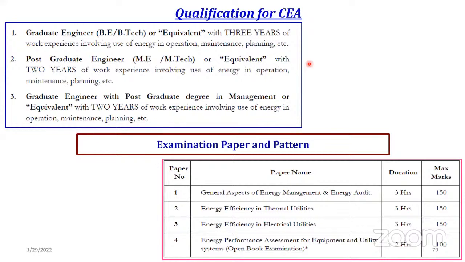For a certified energy auditor, it is the same thing, but the only difference is diploma holders are not eligible to become a certified energy auditor. They can be an energy manager itself. So for energy auditor, the minimum is a graduate degree. The minimum bachelor degree is required. Okay. Now we also have experience. You need experience in the field of 2 years or 3 years, depending on the UG degree or PG degree you have.